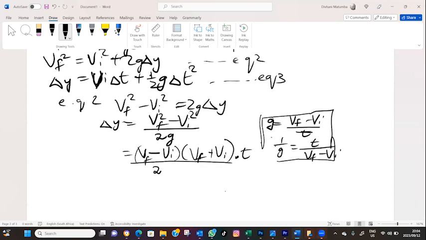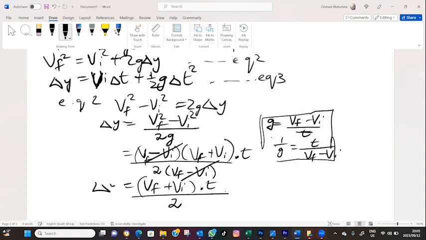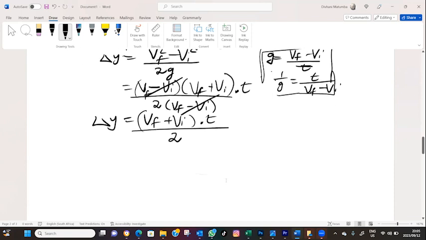And then over V final minus V initial. It's coming from here. We have replaced g, or the acceleration. Note that these two expressions will cancel each other, and we will be left with V final plus V initial times time over 2. So change in y can also be given by that equation. We're going to call that equation 4.